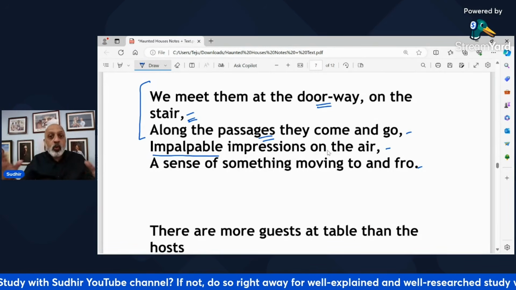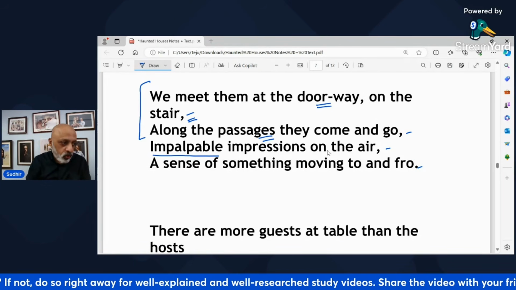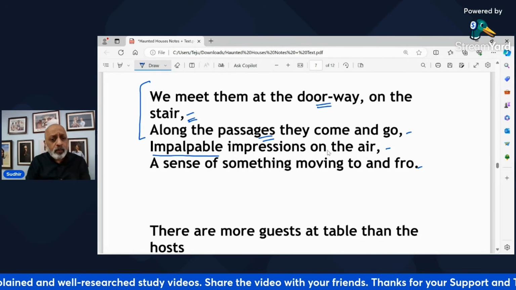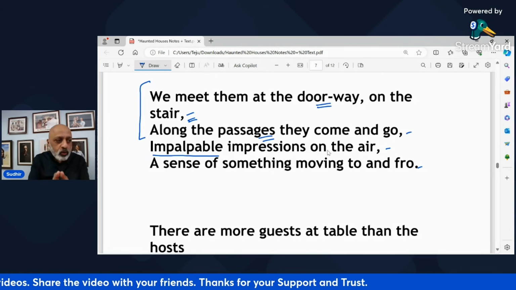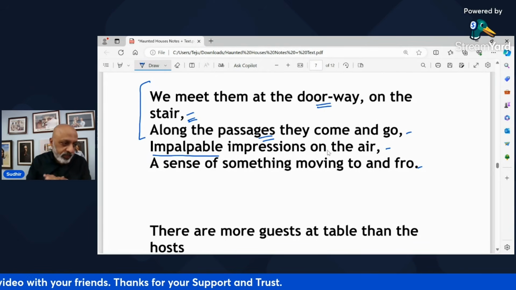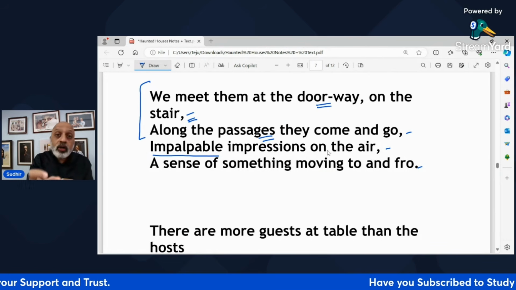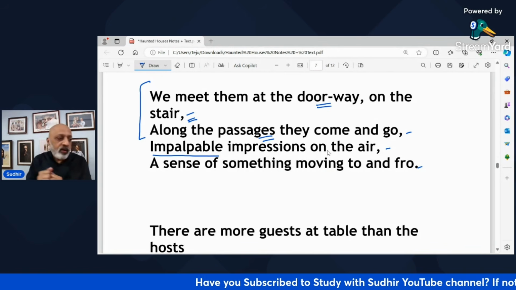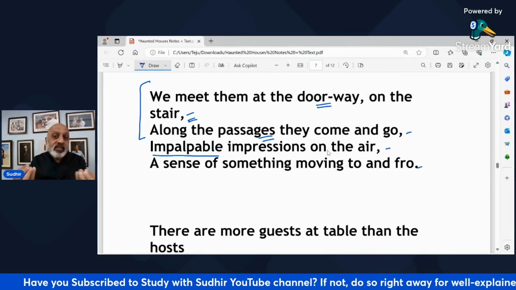No, they are everywhere, in the doorway, on the staircase, and in the passages also. And there they encounter the living beings. Impalpable impressions on the air. Impalpable means impossible to touch physically, to feel physically. So this reinforces the idea that the ghosts are not solid presence. They are not something which can be felt in a way. It is like very faint impressions or feelings in the air.